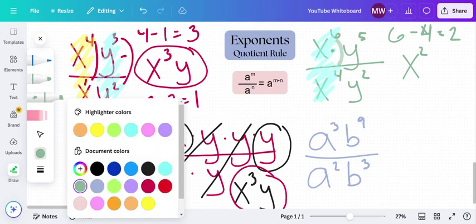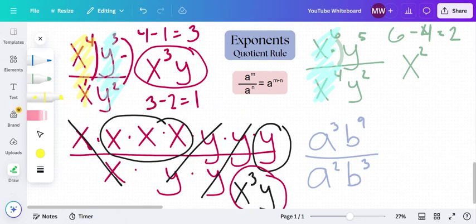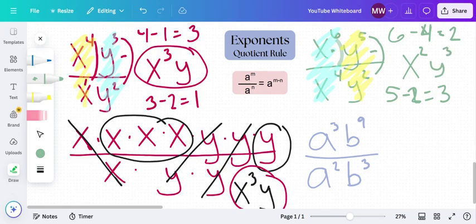Now I'll switch over and worry about my y's. This problem is y to the fifth over y to the second. My quotient rule tells me to subtract my exponents. So I need to do 5 minus 2, which gets me 3. So my new exponent for y is 3. So my final answer is x to the second, y to the third.